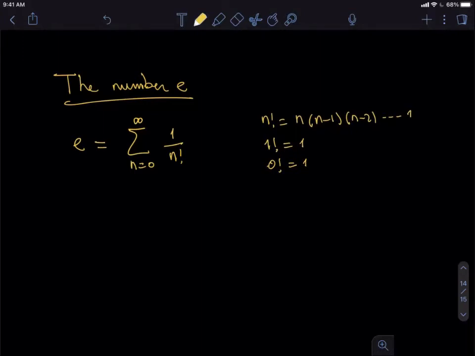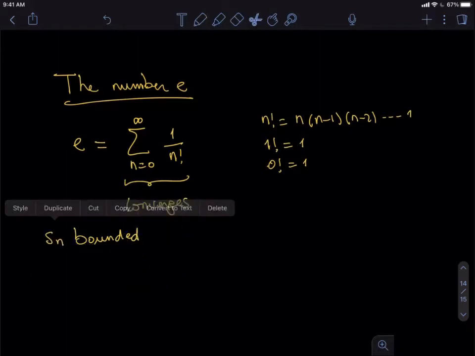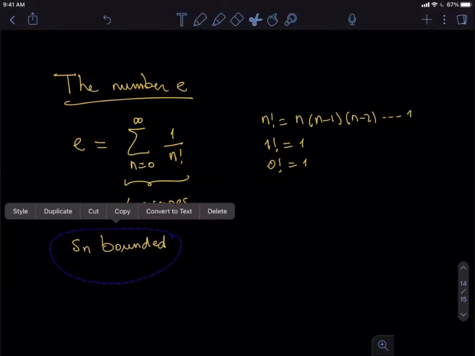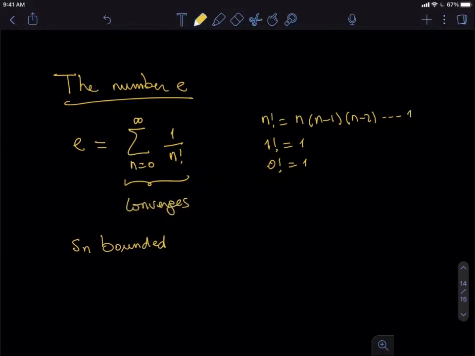Now, this series, we are certain that it converges. Okay, because we know it's bounded. This we can show easily. So this series, when we look at Sn, well, actually I said this, the series is bounded, Sn is bounded. Okay, how do we see that?